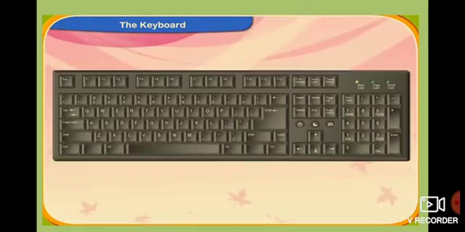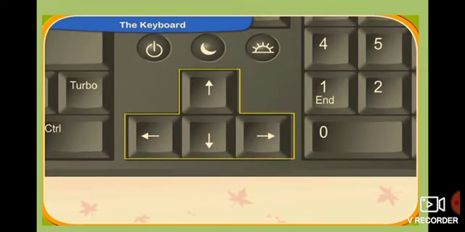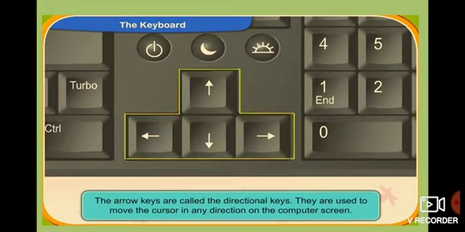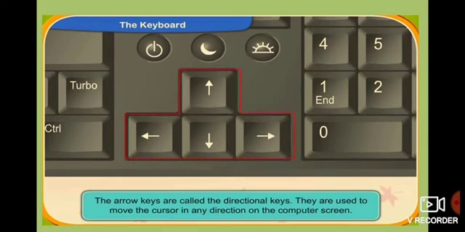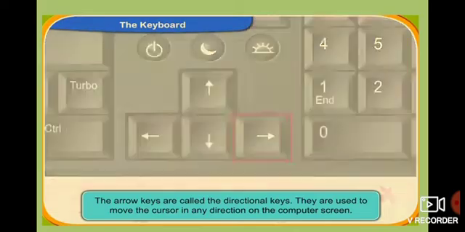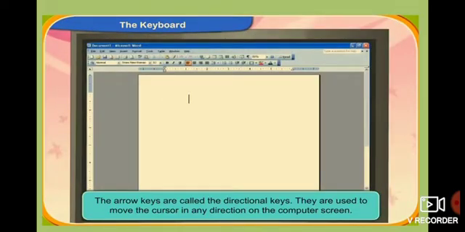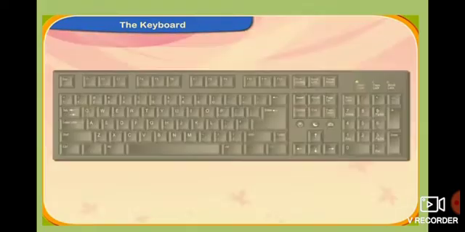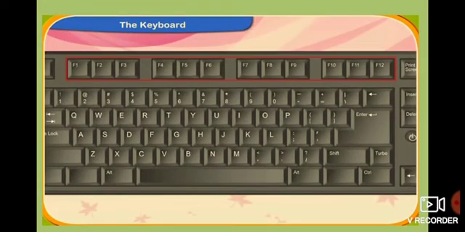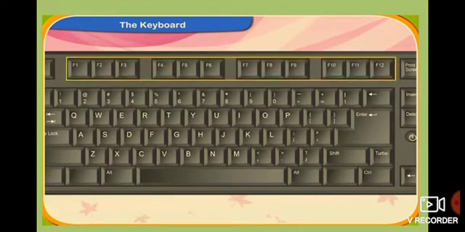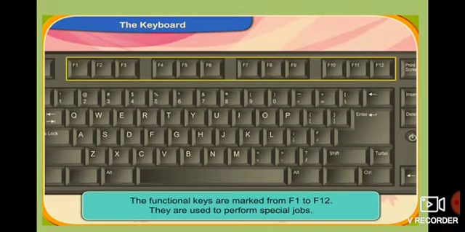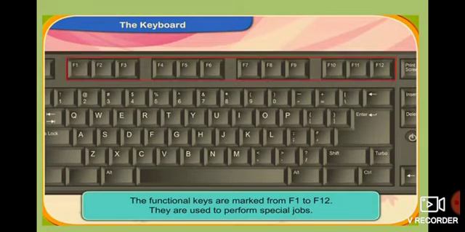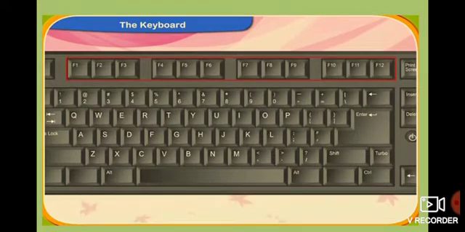What are these arrow keys for, Liko? The arrow keys are called the directional keys, to point in the directions up, down, left and right. They are used to move the cursor in any direction on the computer screen. Liko, what are these keys on top of the keyboard? They are named from F1 to F12. They are the function keys. They are used to perform special jobs.